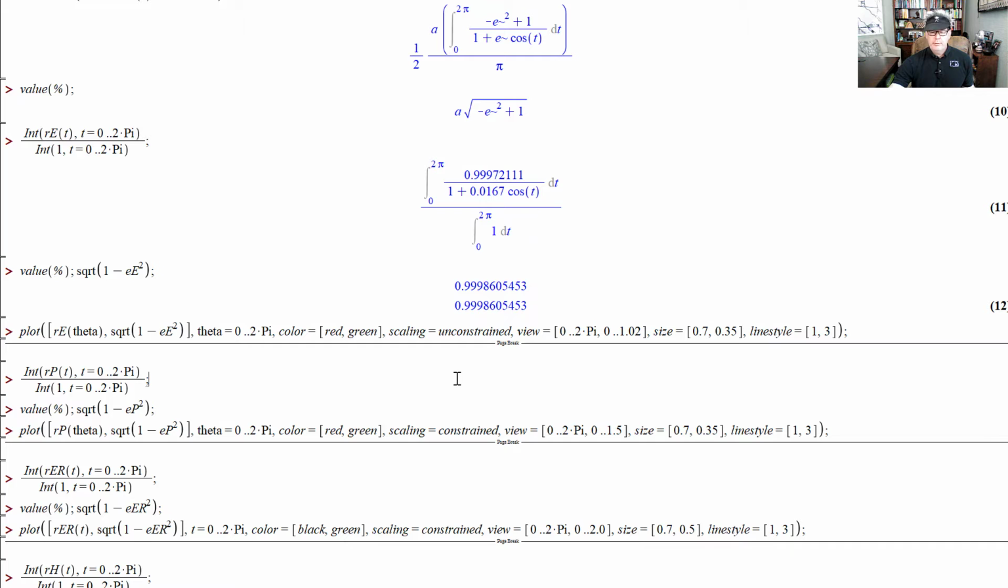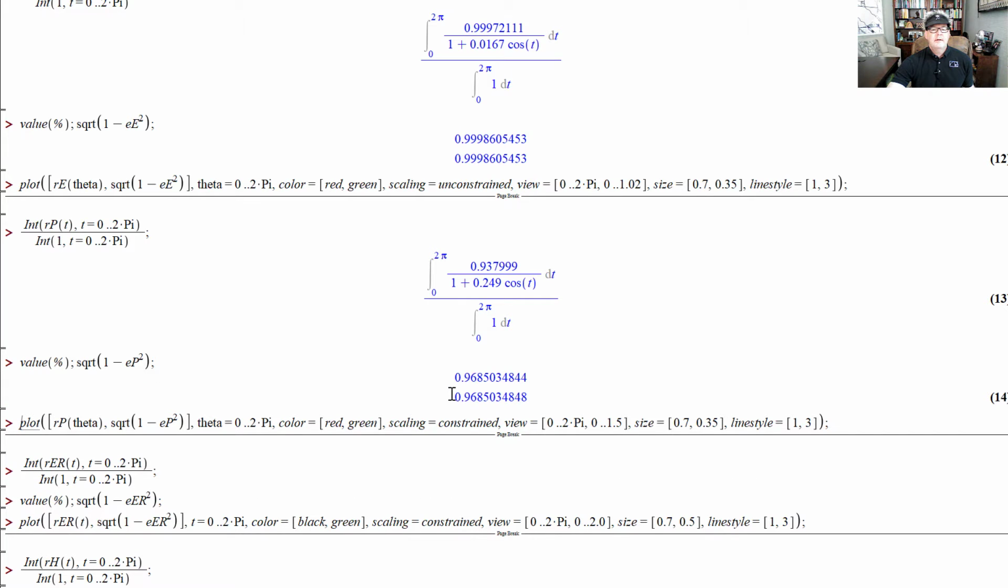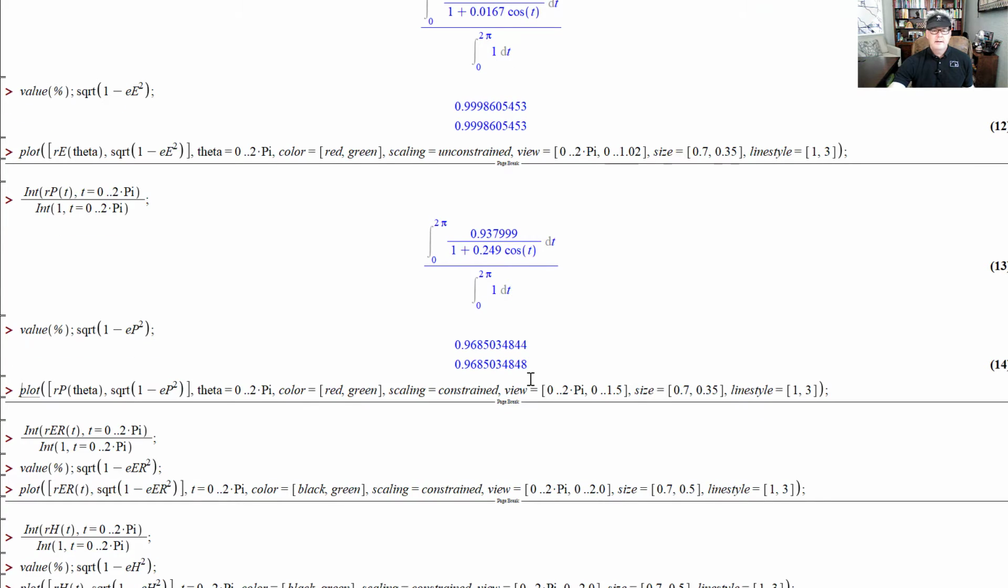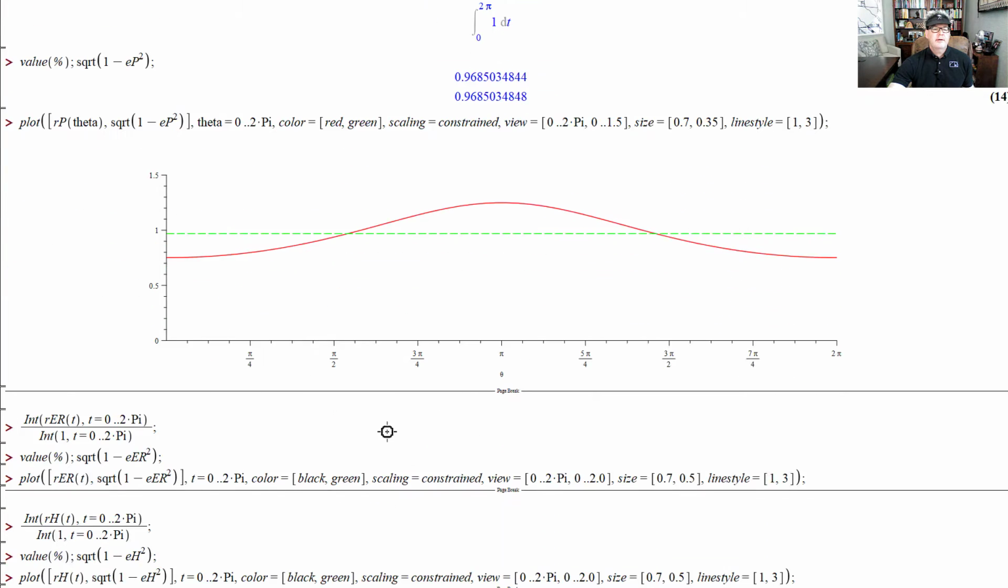For Pluto, we start to see a little bit of a difference. So this will be the integral, and comparing it to B, same thing, a little bit of rounding error, ignore that. There's a plot of R, and then the average value is just below 1. It's kind of hard to distinguish there.